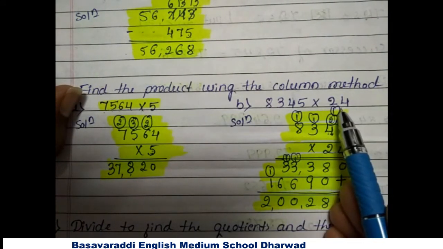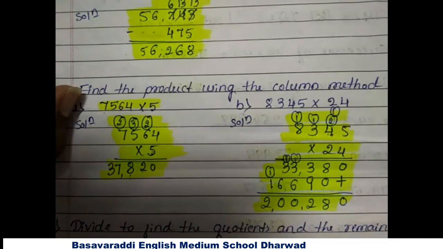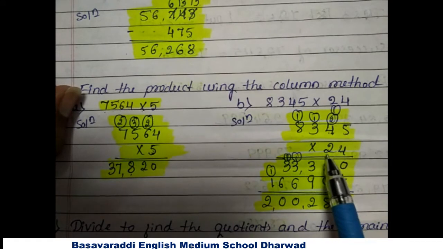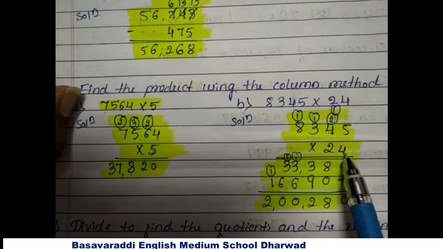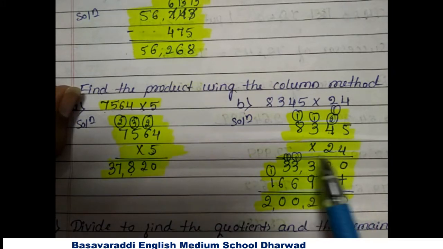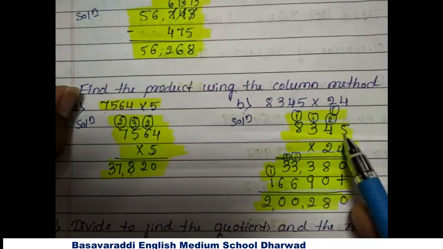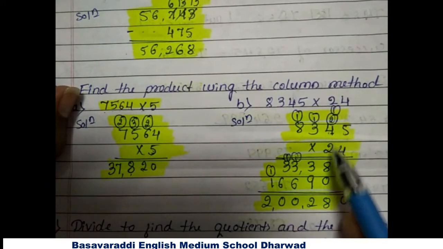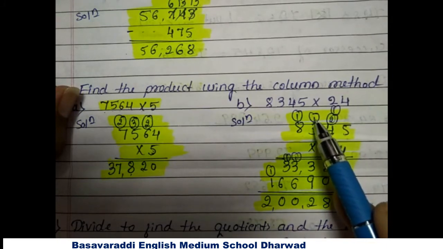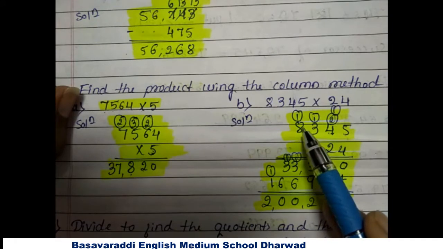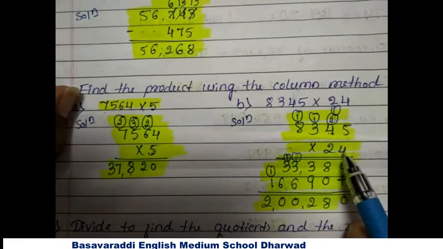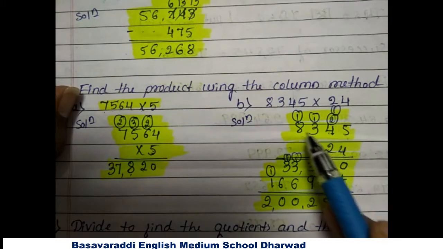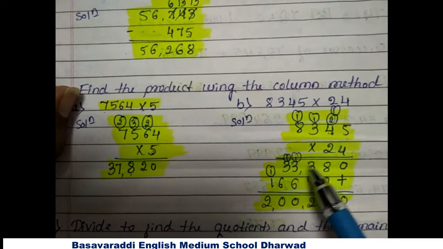Yes. Next, B question, that is 8,345 into 24. Yes, in this question there are two multipliers. If the multiplier has more than one digit, then multiply the multiplicand by each digit separately. So 4 5s are 20. So 2 carry over, 0 in the ones place. The 4 4s are 16. 16 plus 2 is 18. 4 3s are 12. 12 plus 1 is 13. Sorry. The 4 8s are 32. 32 plus 1 is 33.